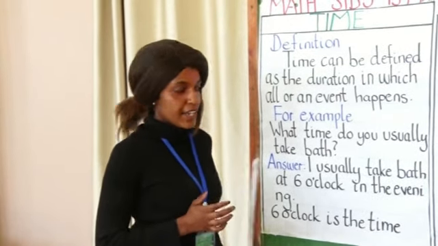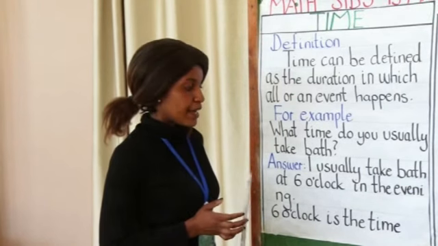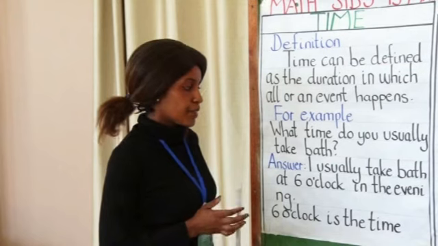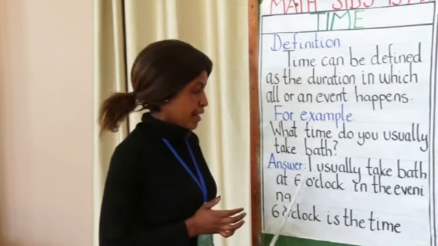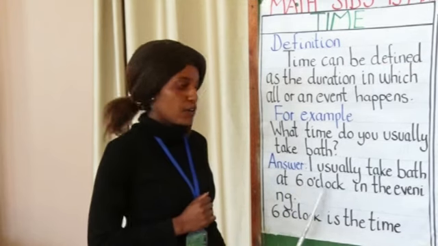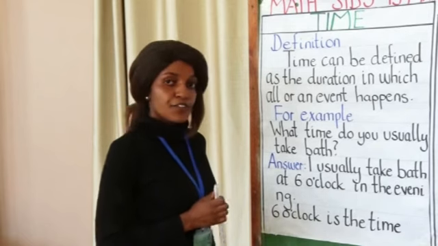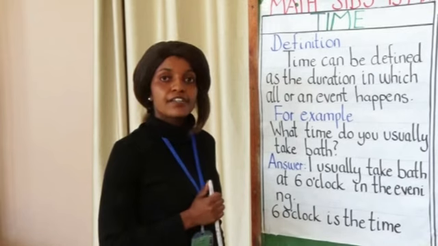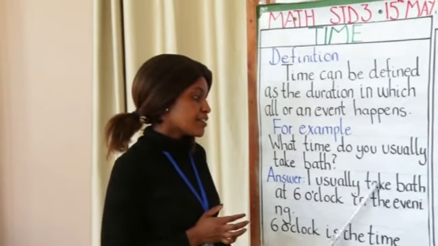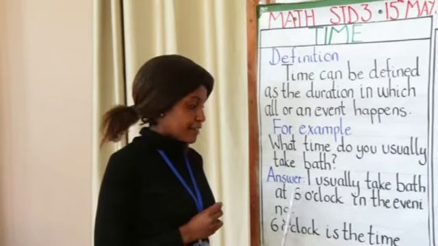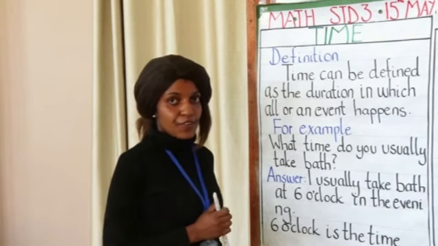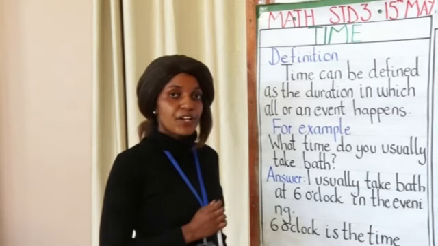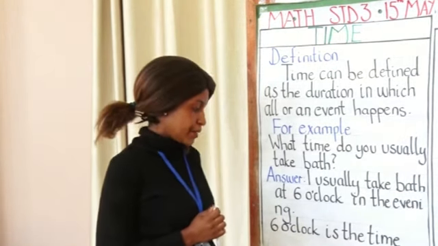Now you have seen an event here, whereby the event is taking a bath, and the time in which you are taking a bath is 6 o'clock in the evening. So, take a bath is an event, 6 o'clock is the time. These events take place at this time. So this means time is the duration in which an event happens.